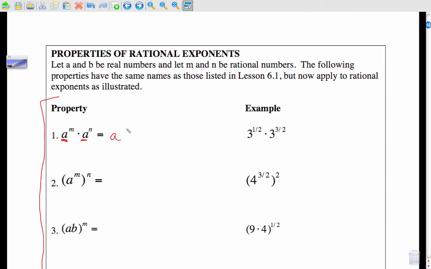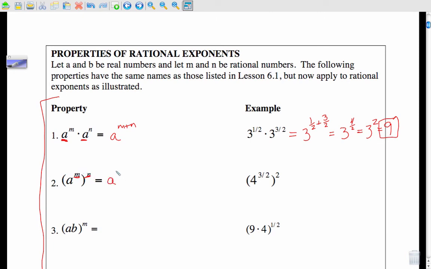So if you have the same base here, a to the m, a to the n, you keep the base and you add these exponents, a to the m plus n. So 3 to the 1/2 times 3 to the 3/2, you add those fractions, and remember adding fractions you have to have common denominators. They already do, so this ends up being 3 to the 4/2, which is 3 squared, which is 9.